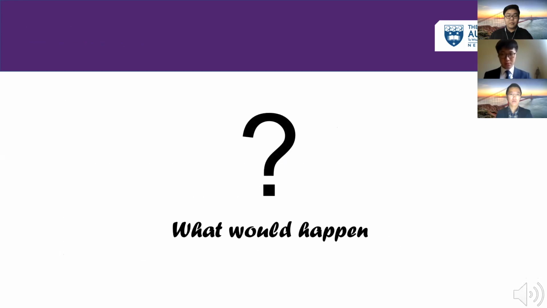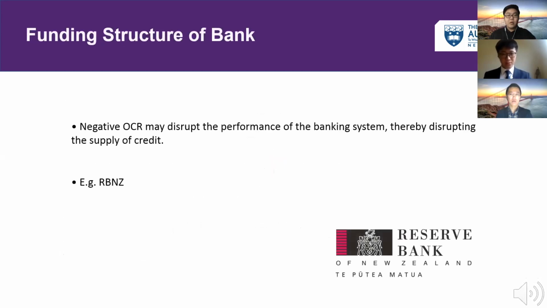What would happen if New Zealand implemented negative OCR? Funding structure of banks. Negative OCR may disrupt the performance of the banking system, thereby disrupting the supply of credit.